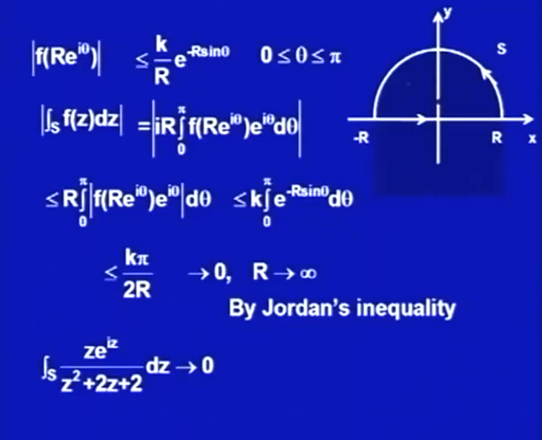Here we had used the result which is called Jordan's inequality, or sometimes the result which we had proved, Jordan's inequality, is also called Jordan's lemma. Now, if we use this, we have got the result.